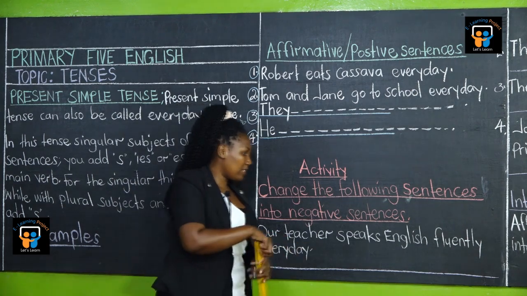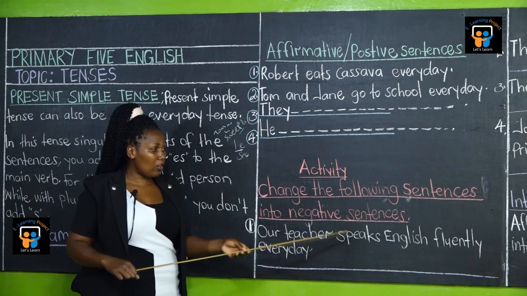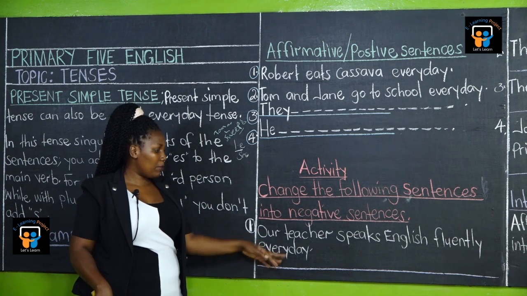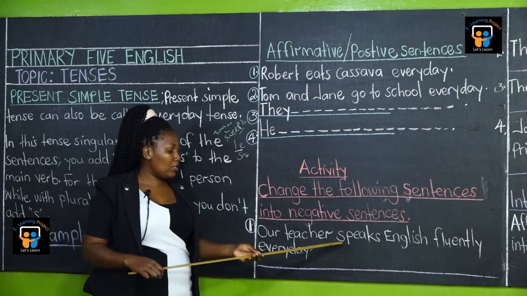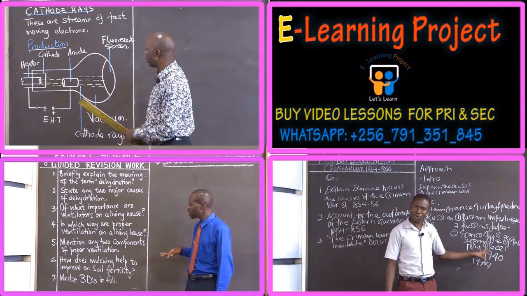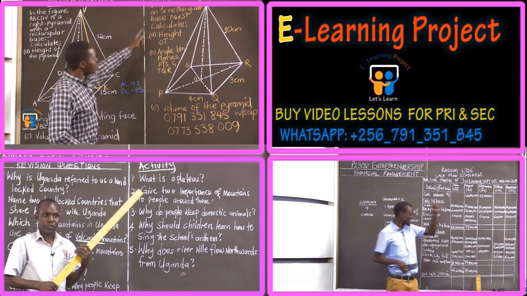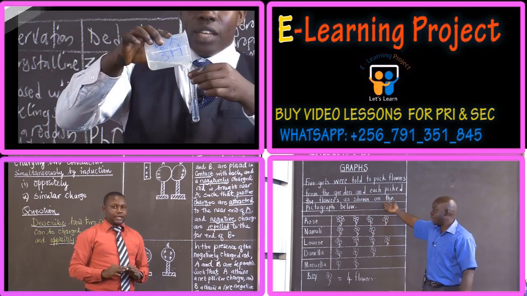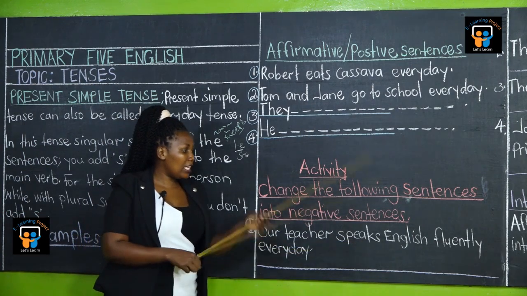All together. So for example, if I try this one for you, our teacher doesn't speak, or does not speak English fluently every day. That is the negative part of this sentence, the negative form. Our teacher does not, when you put does, you won't put S here. Our teacher does not speak English every day.